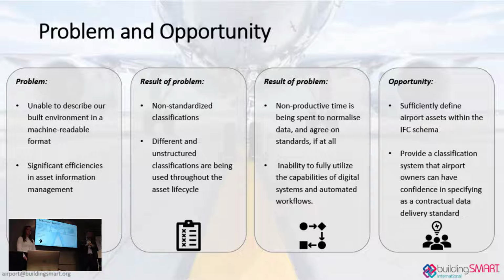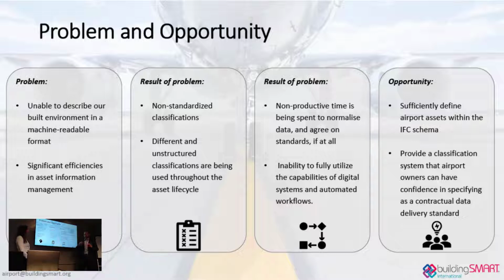You need to know where it is, what it is, the semantics of the thing, and how to describe it. Because airports are very unique buildings or assets, there is no common data structure from somewhere else to use to describe them. For that reason, we identified the biggest problem: we have no language to describe the content of the assets inside airports.